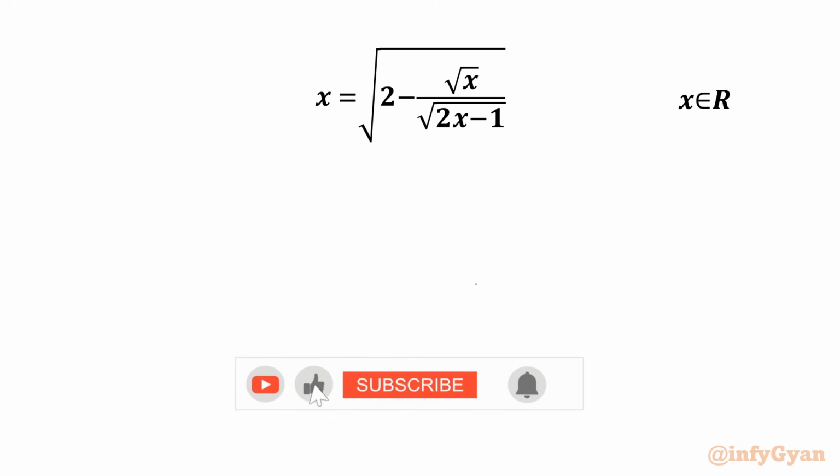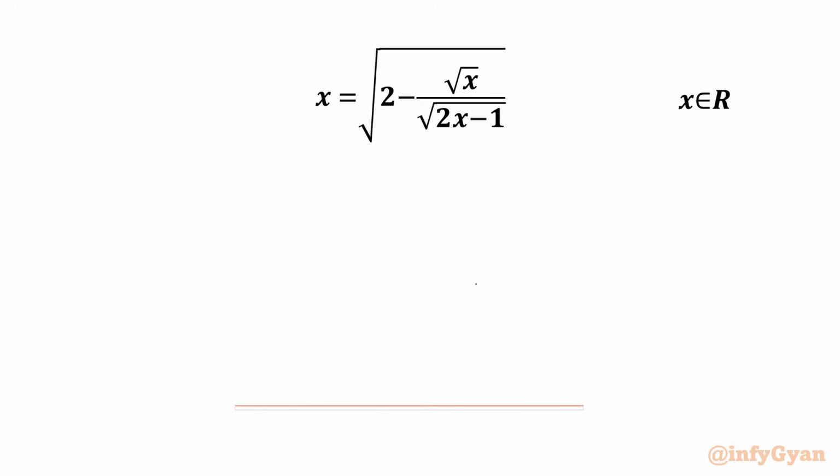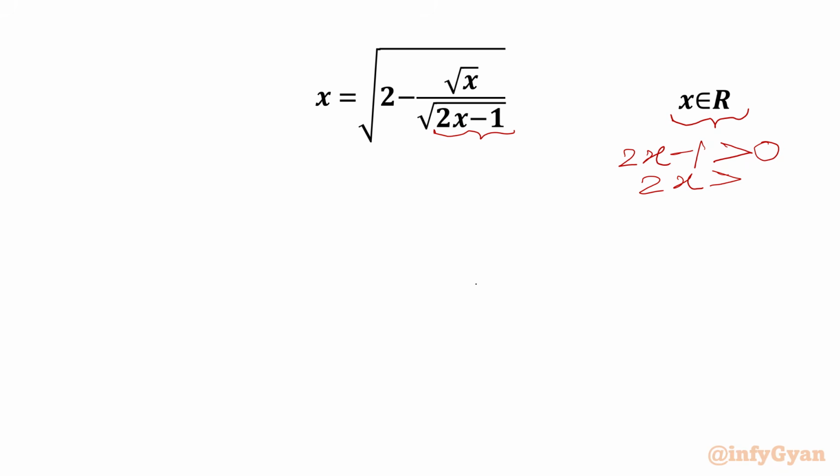In this video, we have one very interesting and challenging question from radical equations, which we have to solve for real values of x. So let's get it started. We have radicand 2x minus 1. This should be positive only. So I will write 2x minus 1 should be greater than 0, or 2x should be greater than 1. By dividing 2 both sides, we will get x should be greater than half.